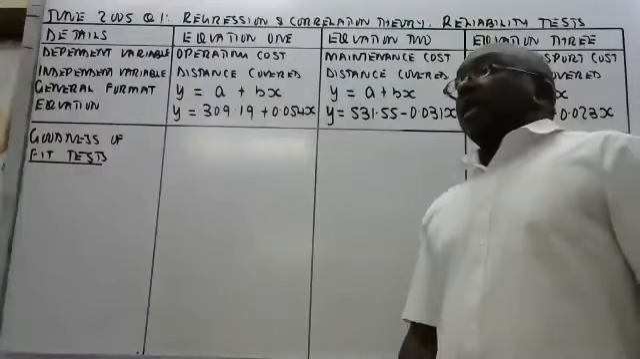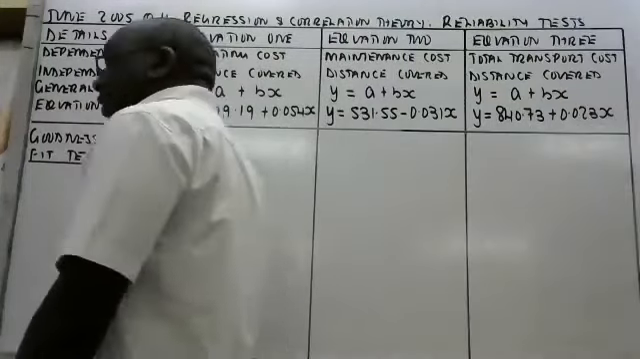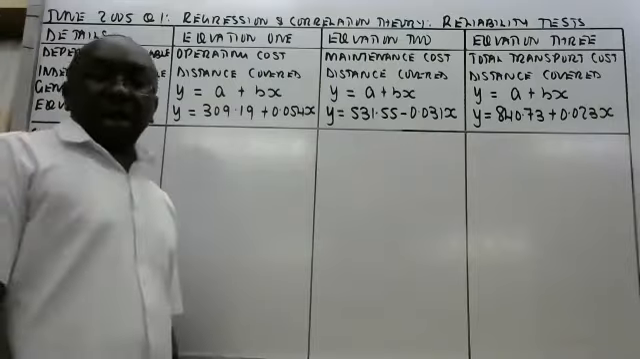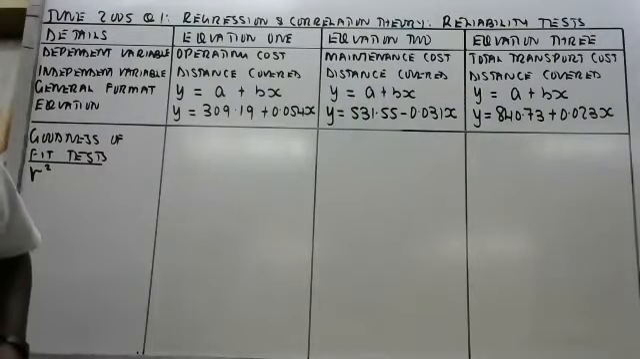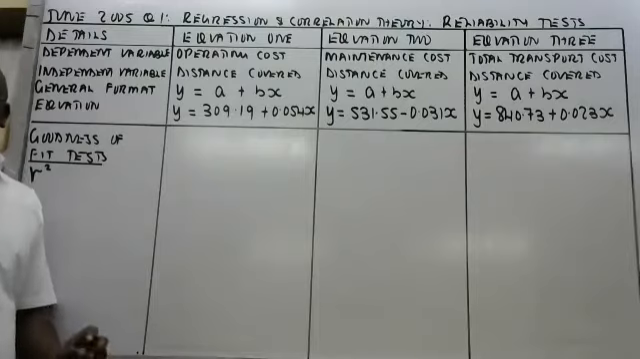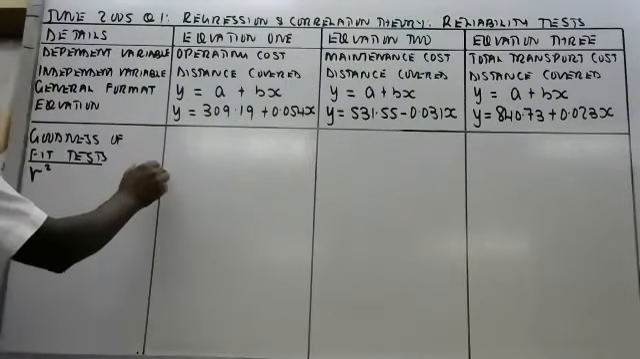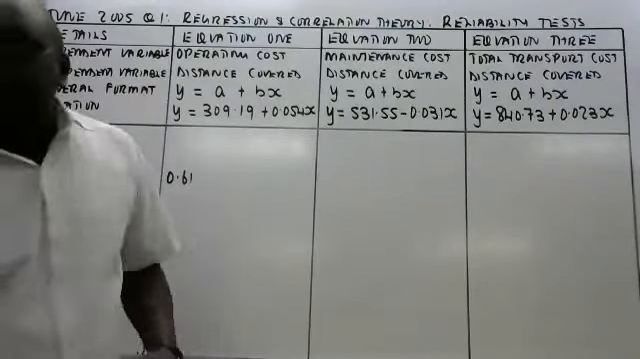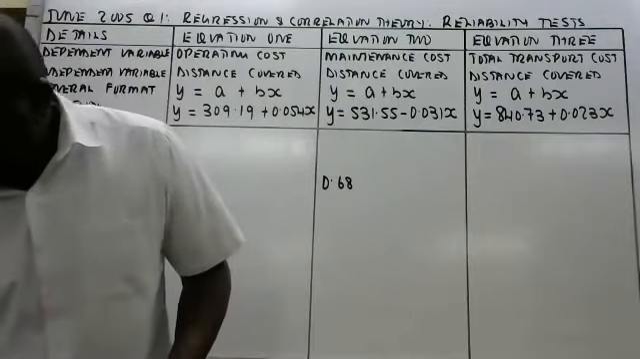Goodness of fit. Now, in goodness of fit, there are six tests. The first one is R square. So look at equation one and tell me, R square is what? Yeah, 61. So you can call it 0.61. Equation two, we have 0.68. And equation three, we have 0.29.